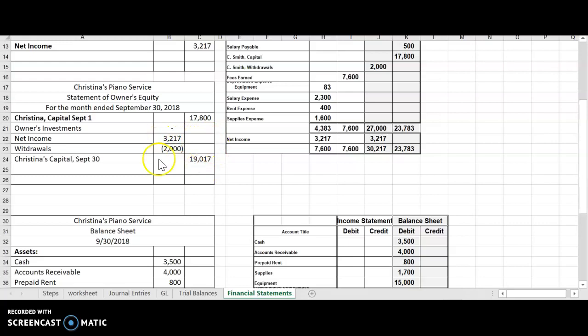So what you did with the closing process is you took your actual capital account and you updated it to include your new capital balance. So the purpose of the closing process is to take those temporary accounts and place them into capital so that your capital balance on the ledger is updated to match the balance in your capital account on your statement of owner's equity. And that is the entire accounting process.